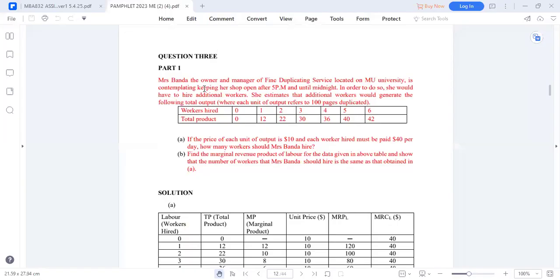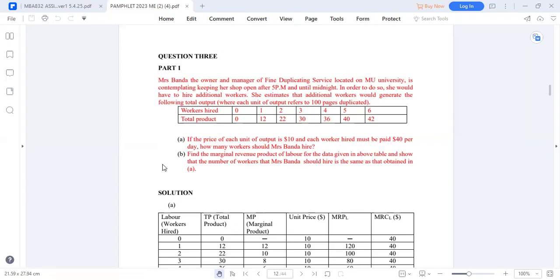Mrs. Banda, the owner and manager of Fine Duplicating Service, is located near Mungushi University and is contemplating keeping her shop open after 5 p.m. until midnight. In order to do so, she wants to hire additional workers. She estimates that the additional workers will generate the following output. Okay, so laborers, we have 0 up to 6. Then total output, we have 0, 12, 22. So we want to calculate, if the price per unit is 10 kwacha and each worker hired is paid 40 kwacha, how many workers must be hired?